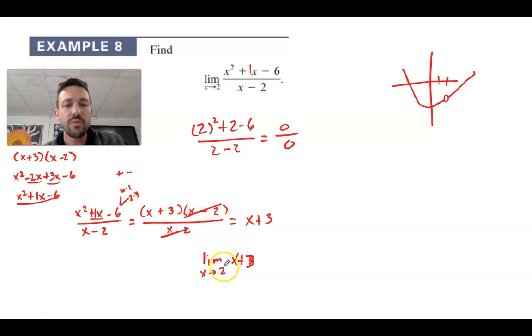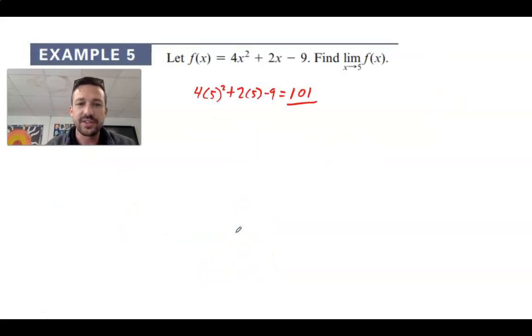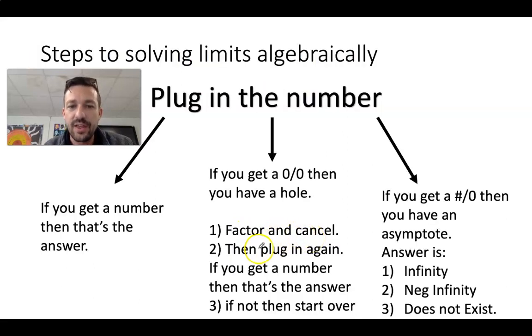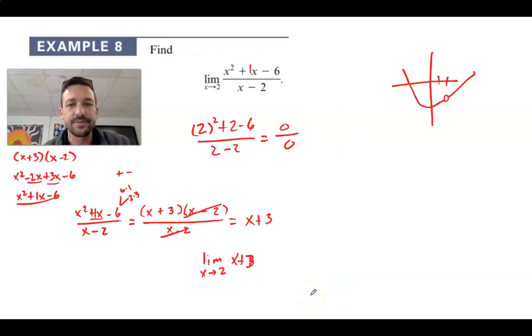So x plus 3, and now we're going to do the exact same thing. Just like I said, factor and cancel, then plug in again. If you get a number, then that's the answer. So limit as x approaches 2, I'm going to plug in 2. And my answer is 5. I got a number. That's my answer. So the answer to this is 5.